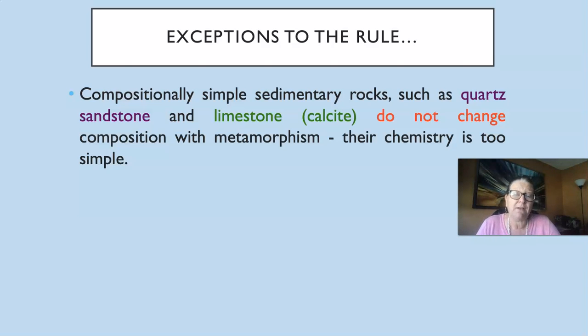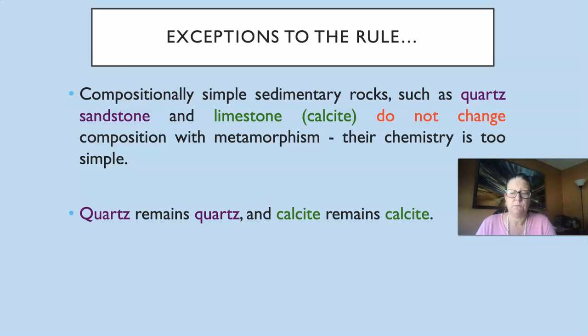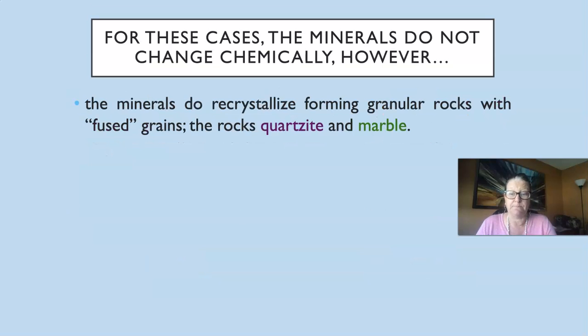So if you only have a sandstone that has quartz in it, if you don't have any aluminum or potassium or sodium, then you can't really make new metamorphic minerals if all you have is silicon and oxygen. Same with calcite. If all you have is calcium carbonate and oxygen, you can't make a lot of new different minerals. So quartz remains quartz, calcite remains calcite. You can't make a lot of new things. And so these minerals, instead of recrystallizing, tend to just fuse together under metamorphic conditions.